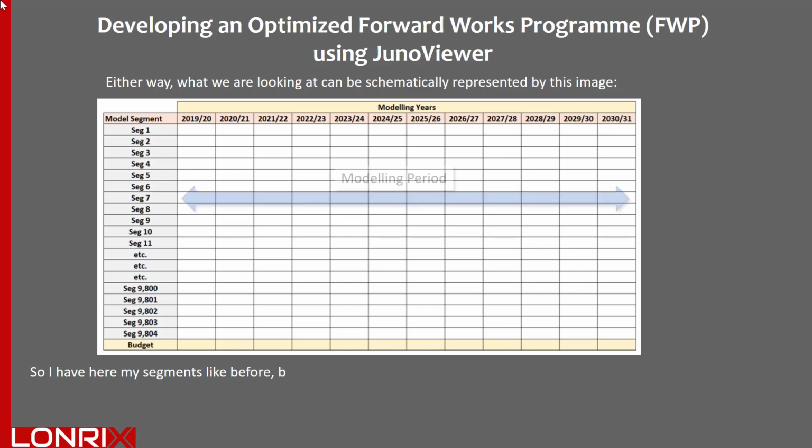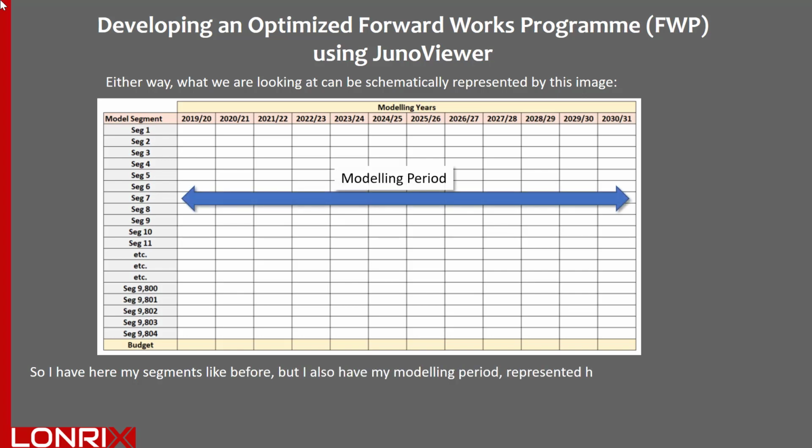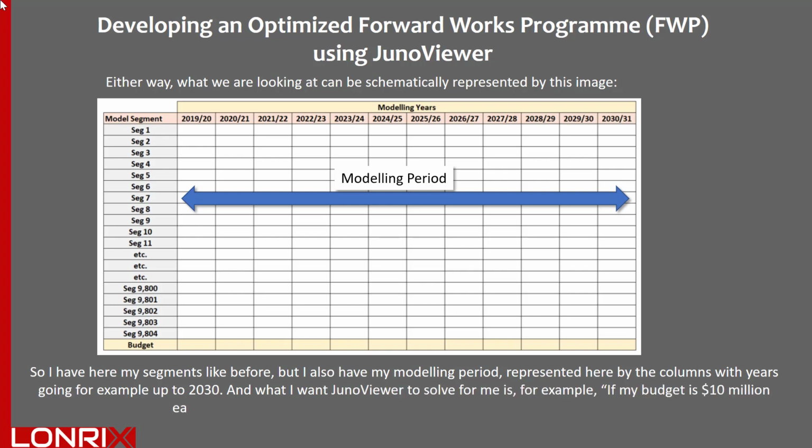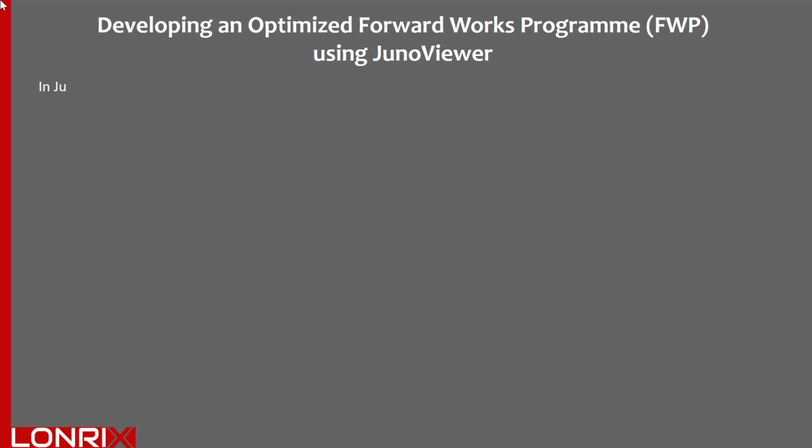So here I have my segments like before, but I also have my modeling period represented here by the columns with years going, for example, up to 2030. And what I want JunoViewer to solve for me is, for example, if my budget is 10 million each year, where should I do what so that my network benefits optimally?